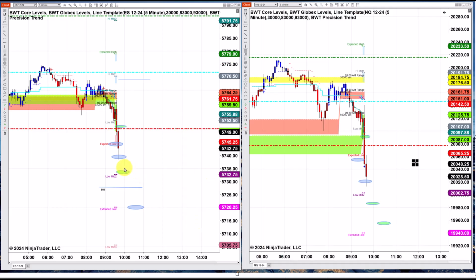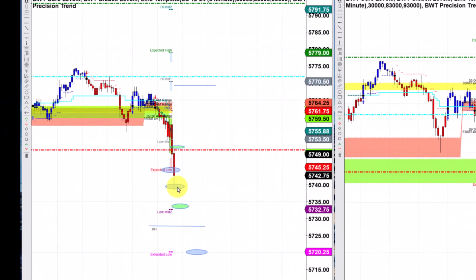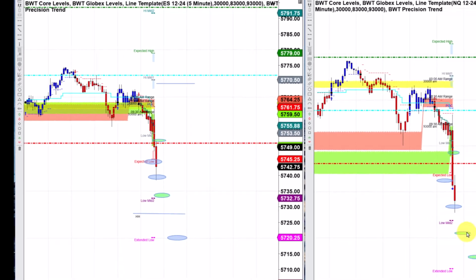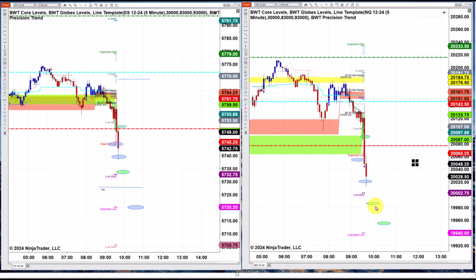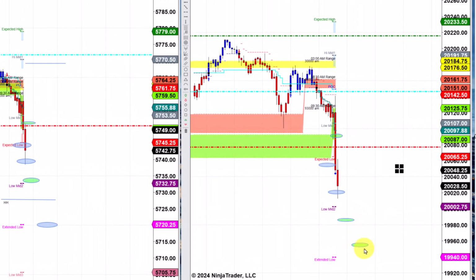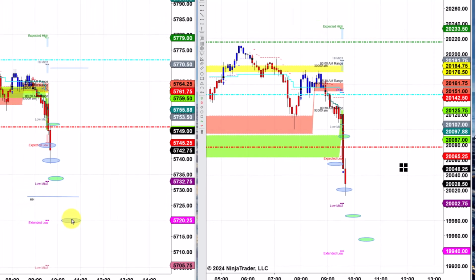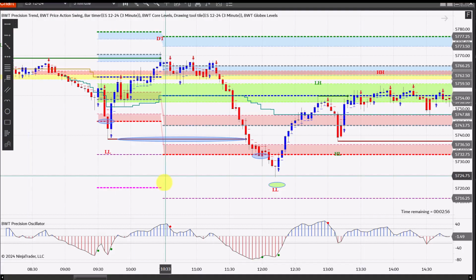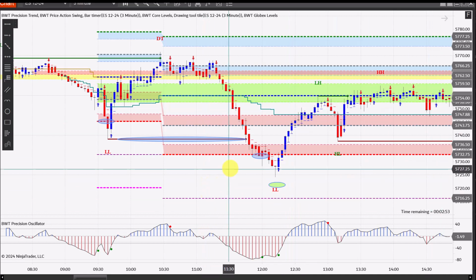Okay, after the open, these levels were drawn in. On the ES, you can see 57.40 on the ES, and then 57.32, and then down here at 57.20. And then on the NASDAQ, 19,980 and 960, and I don't think it came below that, but important here was this 57.32 area, and then 57.20.